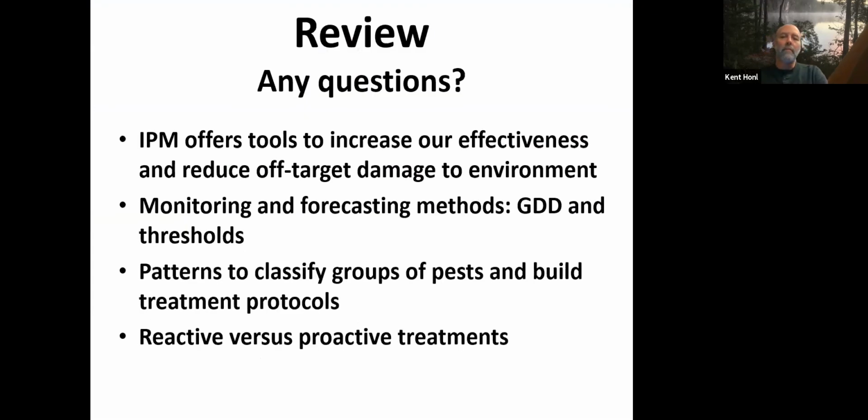Okay, so to review and wrap it up, IPM, there's a whole bunch of tools that increase our effectiveness and reduce off-target damage to the environment. Some of that is monitoring and forecasting methods with degree days and thresholds, knowing when is the time to treat, or when it's okay for beneficial predators to come in and deal with it. And the protocols and the whole array of things you're dealing with can be less overwhelming if you classify them into the groups of pests and how that builds treatment protocols, and you can map out your information in a way that makes sense. And for me, that's always been the mapping it on a tree kind of template. It just makes sense that way.